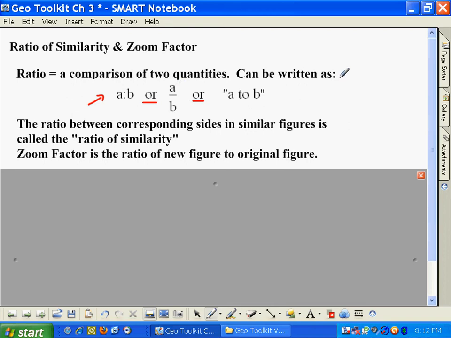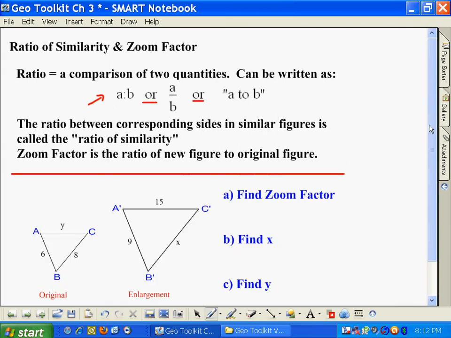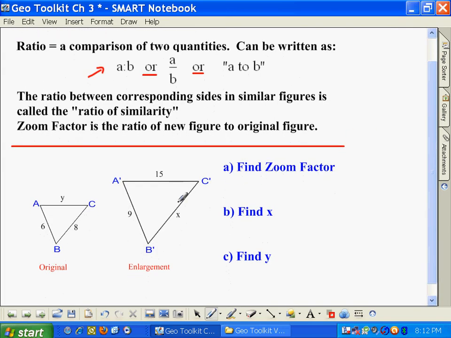And basically, what we're going to be looking at is the ratio between corresponding sides in similar figures, and we call this the ratio of similarity. Also, we're going to be looking at what's called the zoom factor, and that's the ratio of the new figure to the original figure. I'll show you right now what this all really means in terms of mathematics in an example here. So what we have here is two figures.